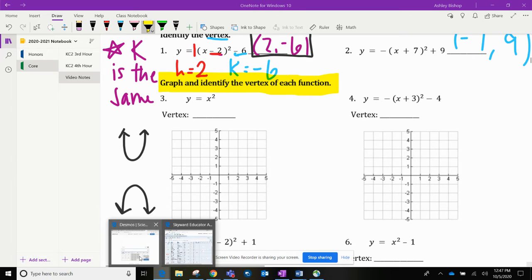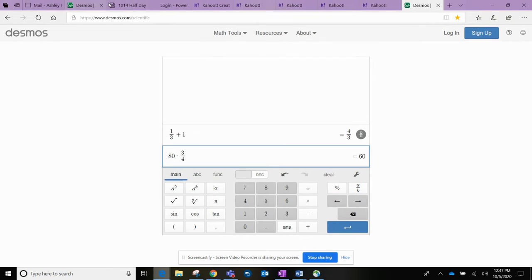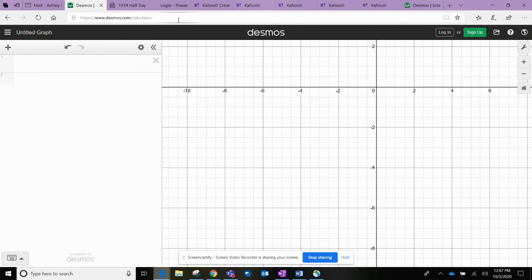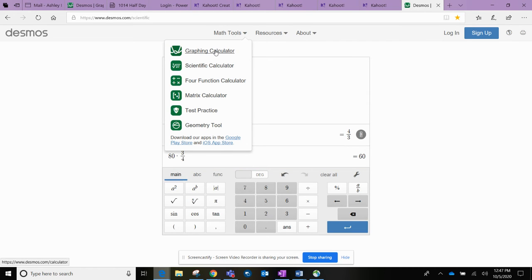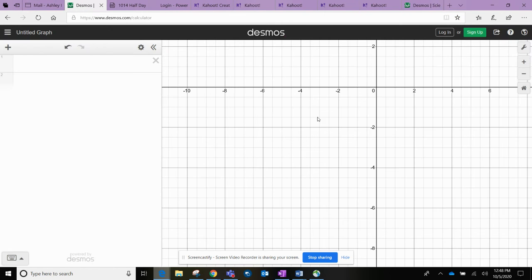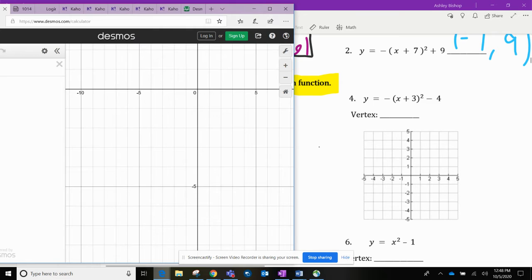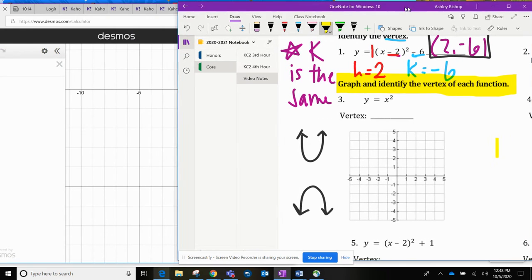You're going to use the Desmos graphing calculator, which I would send to you. You can also Google Desmos graphing calculator. So pause this and Google it. Or if you have the calculator up, you can go to Math Tools. This is the calculator we usually do. And then go to graphing calculator. But we're going to graph this because it actually will do all of this for us.